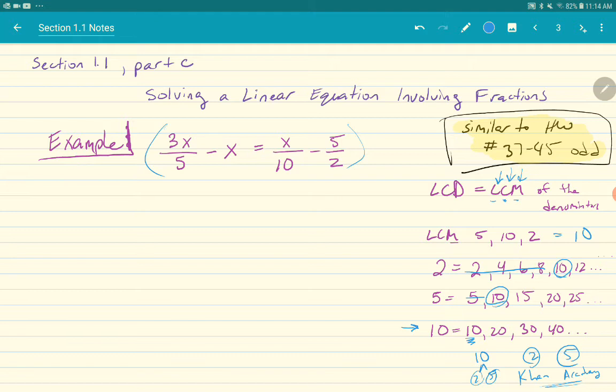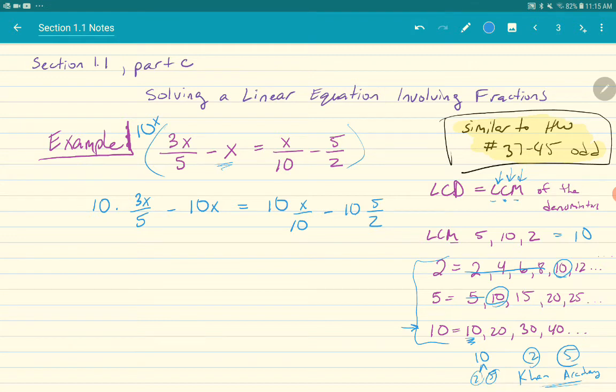Okay, so we used our list method to find 10 for this one. So I'm going to multiply that whole equation by 10. So 10 times that whole thing gives me 10 times 3x over 5 minus 10 times x equals 10 times x over 10 minus 10 times 5 over 2. Make sure every single term gets multiplied by that 10, including the non-fraction terms.